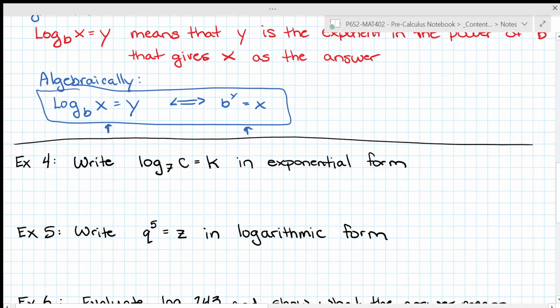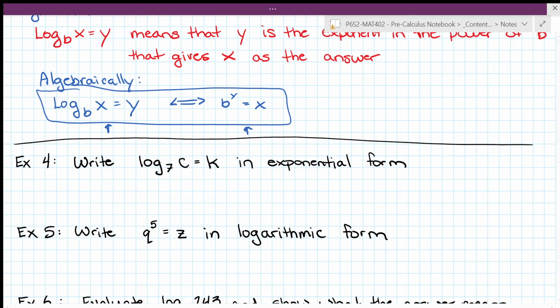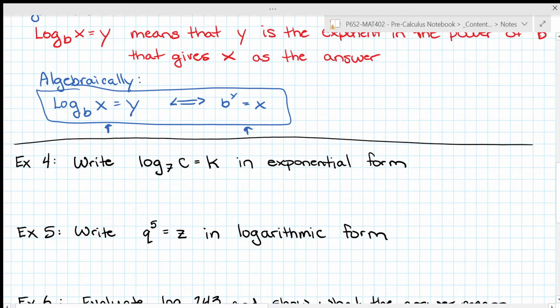In both cases, we refer to this b here as my base. When I read this left to right, I read log base b of x equals y. When I have an exponential, b is my base. So b is my base, y is my exponent, because the outputs of logs are exponents, equals this answer. The argument of the logarithmic function is equal to the answer in that exponential equation.